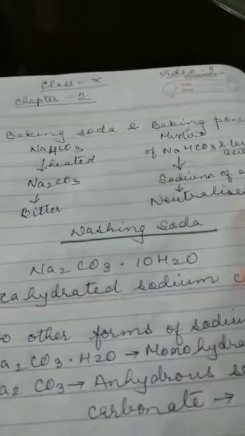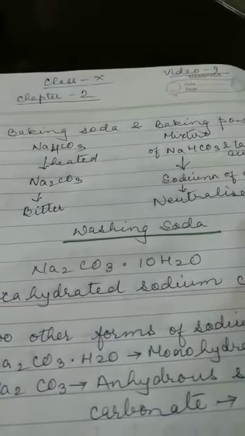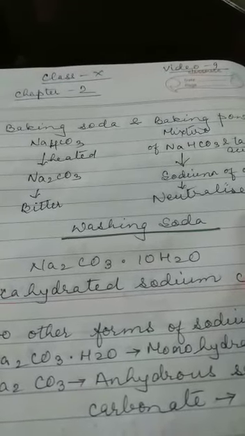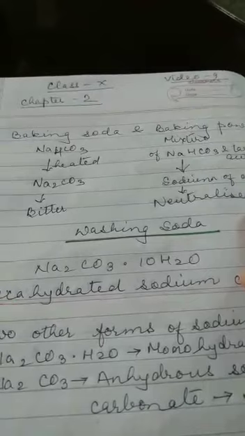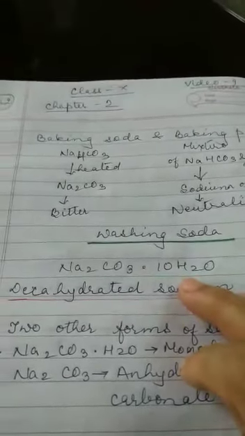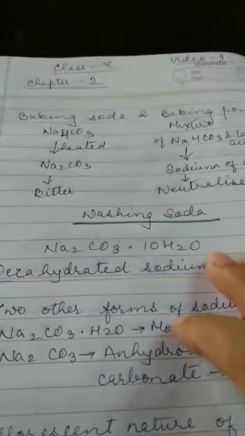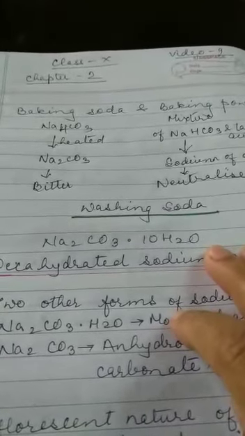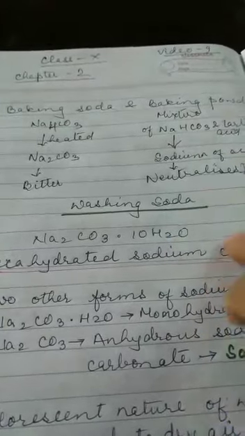Next chemical is washing soda, which can be prepared from sodium chloride solution. From sodium chloride solution, first we form sodium hydrogen carbonate, and then by heating it we form sodium carbonate, and by recrystallizing it we obtain sodium carbonate 10H2O, which is washing soda. The chemical name of washing soda is decahydrated sodium carbonate.